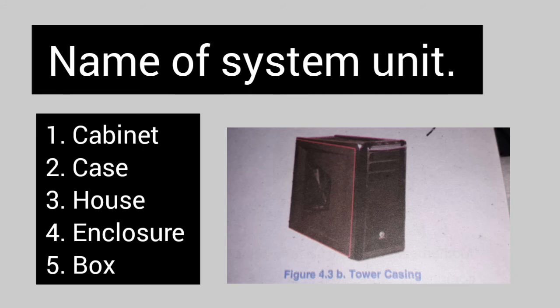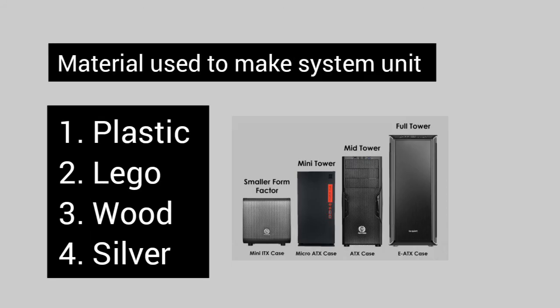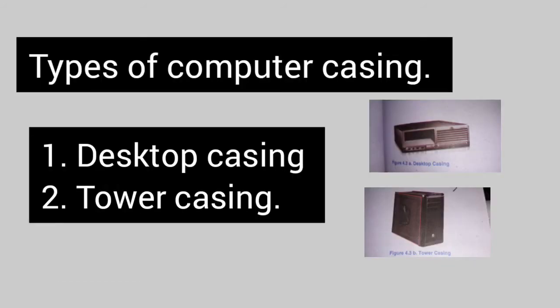Which material is used to make computer casing? Wood or Lego and plastic are used for making computer casing. Types of computer casing. There are two common types of computer casing: desktop casing and tower casing.